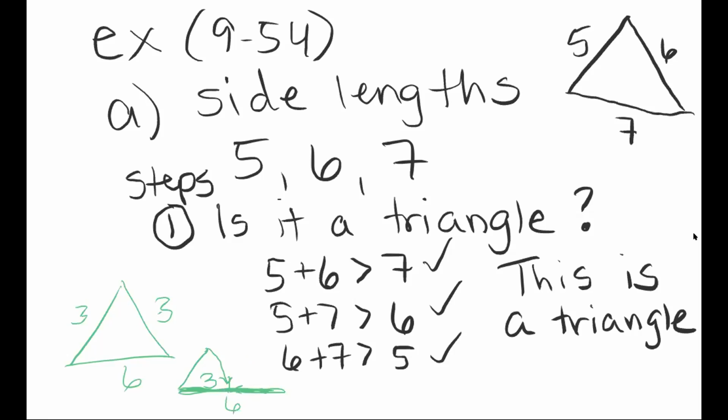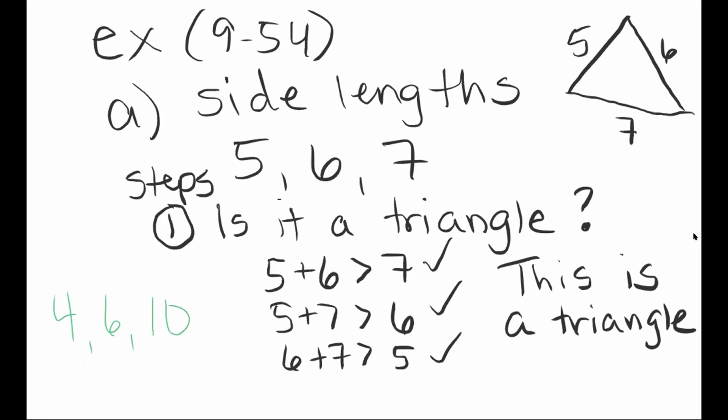Good point brought up. Another one that is also not a triangle: if I had 4, 6, and 10, 4 plus 6 is 10. So that means you would just get a straight line. There wouldn't be a triangle here. So it always has to be that two side lengths added are greater than the third side length for it to be a triangle. Wendy, you have another question?